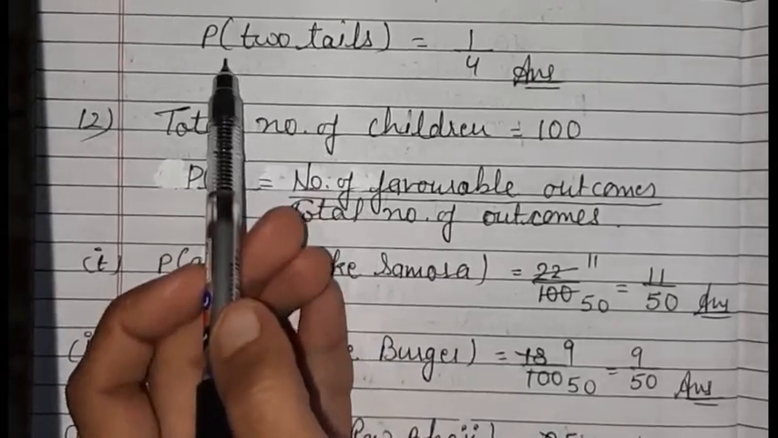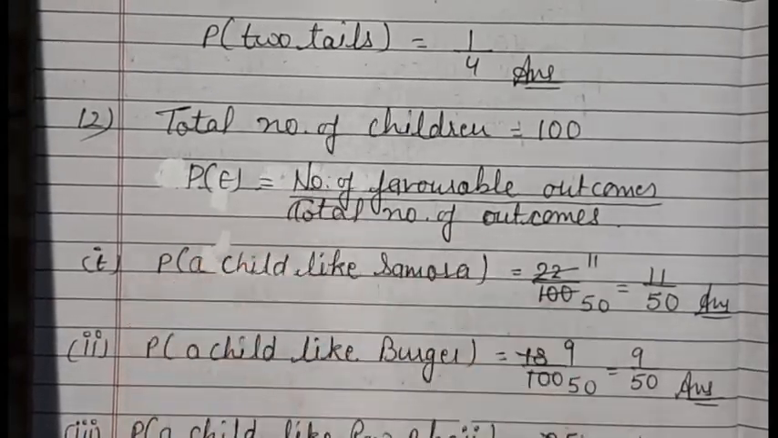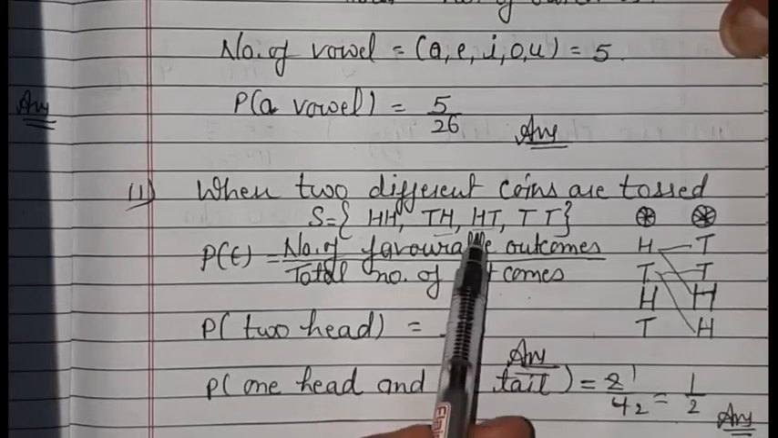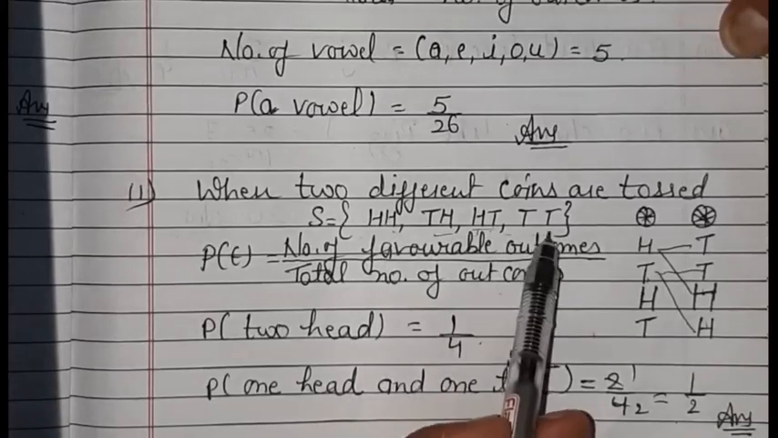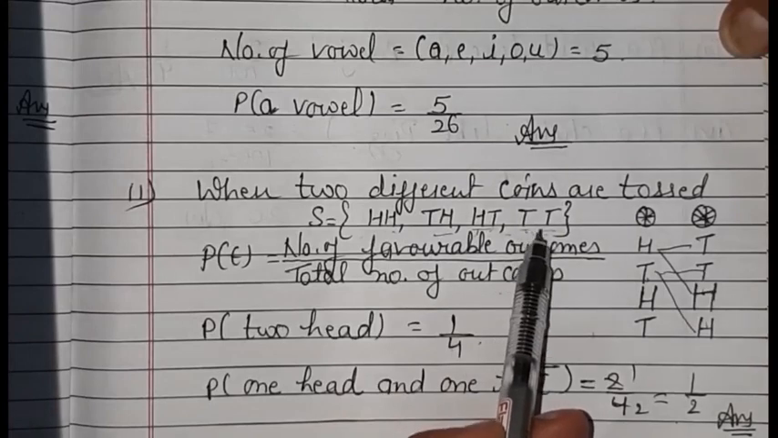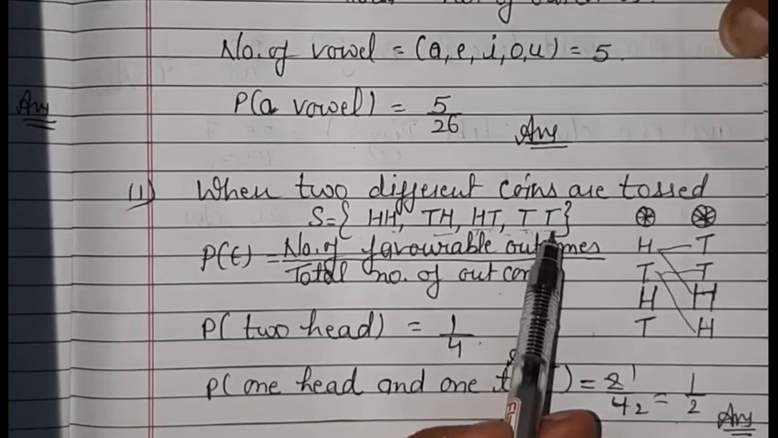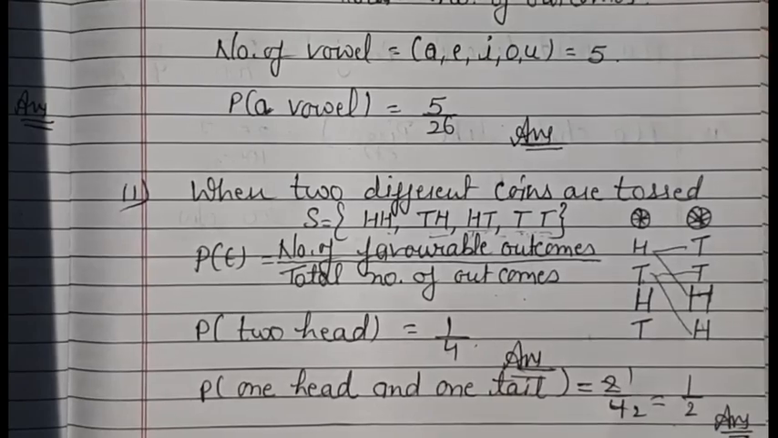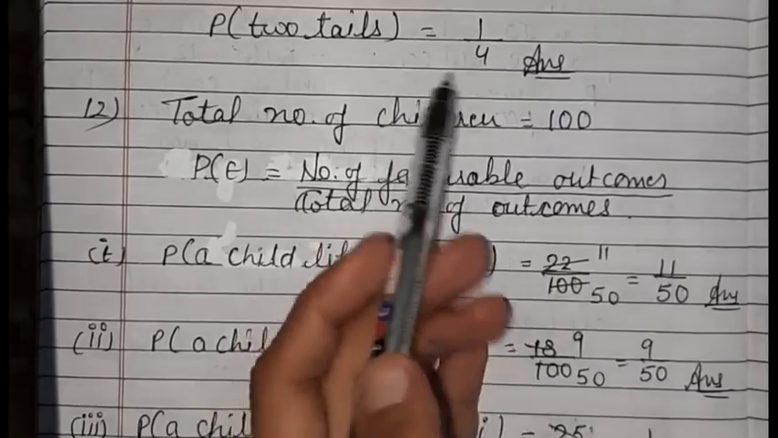Now to calculate the probability of 2 tails, check here in this sample space, 2 tails are coming only one time. So probability of 2 tails is 1 upon 4. Right?